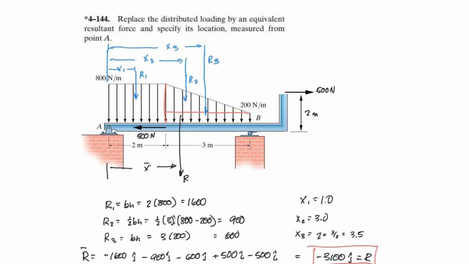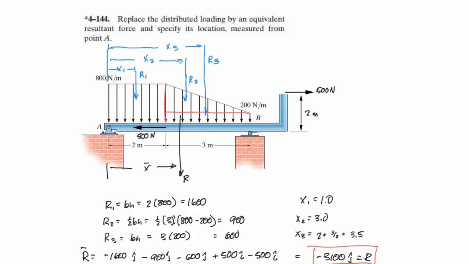Okay, so what I've done is filled in the R's and the X's and the total resultant. So this would be our R1 for this rectangle load. Its distance x1 is equal to 1. Again, this is a rectangle load, so that's just B times H. R2, this being a triangle load, it's going to be 1/2 B H, and the total sub-resultant is 900. R3, back to a rectangle load, B times H, and so that is 600. The X3 is going to be 2 to this point, and then half of 3 goes out to here, so that would be 3.5. Then the total resultant.